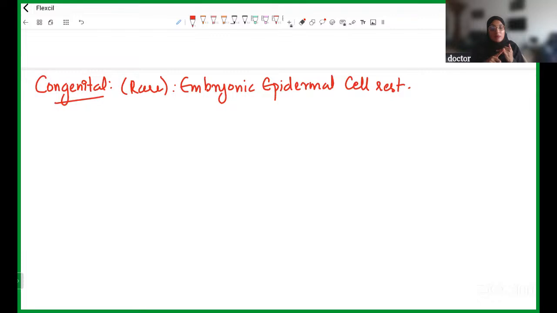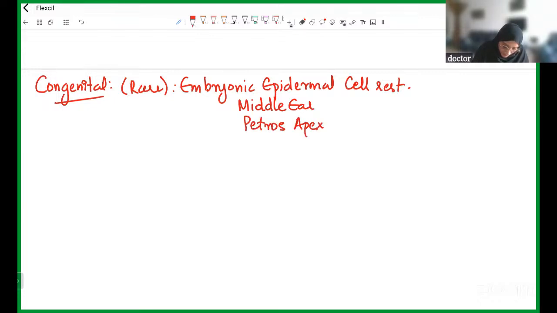It either occurs in the middle ear, or in the petrous apex, or in the cerebellopontine angle. I'll write it down: middle ear, petrous apex or cerebellopontine angle. And this will produce all the symptoms that are located according to the site.